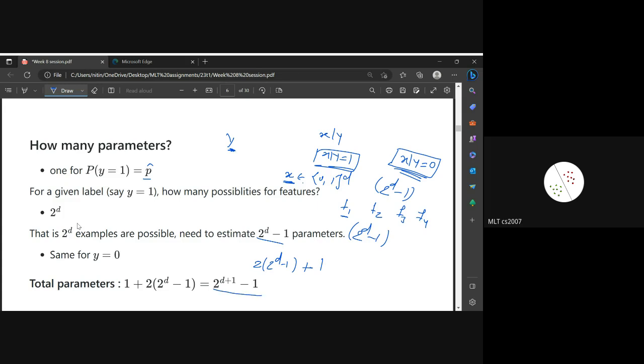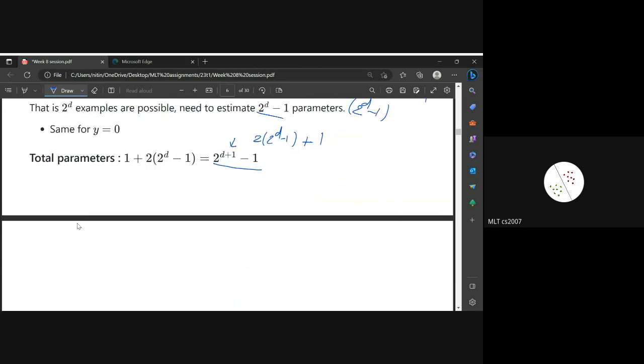If you see, for a higher dimensional space where d is very high, this rises exponentially. So it becomes very high. We have to estimate a high number of parameters in this case, right? So we simplify this thing. We can even simplify this, and we impose one.